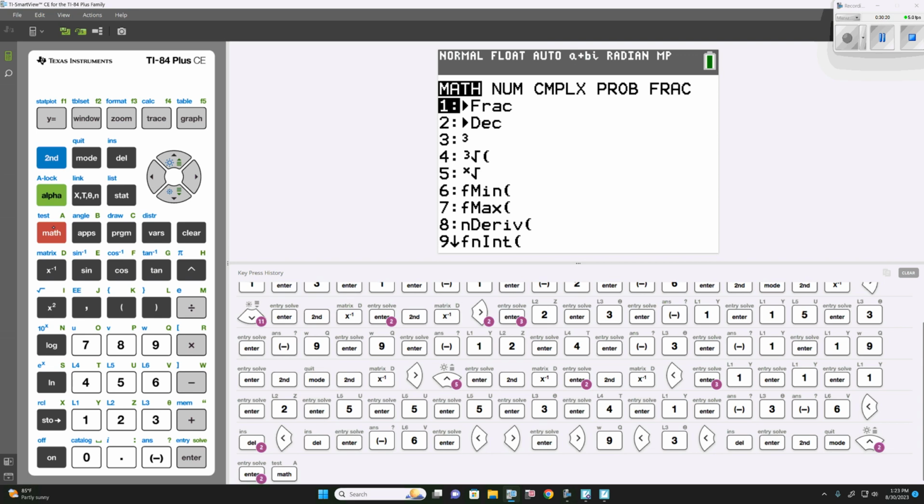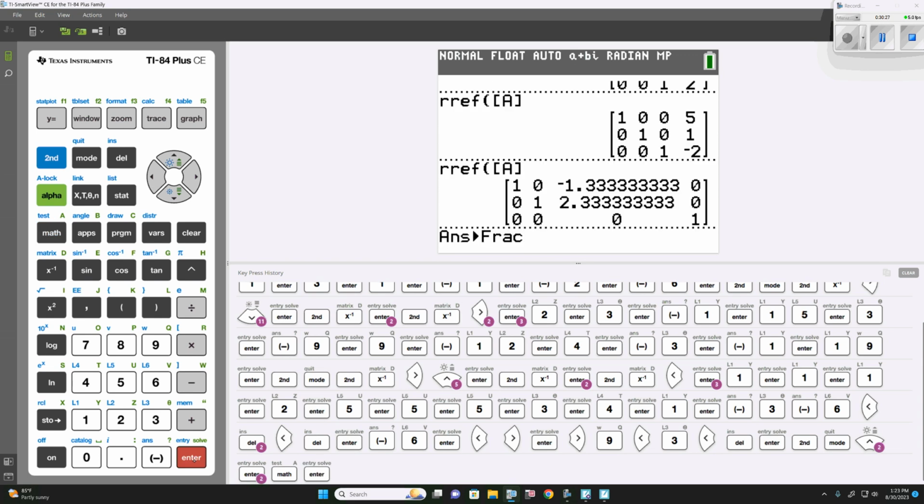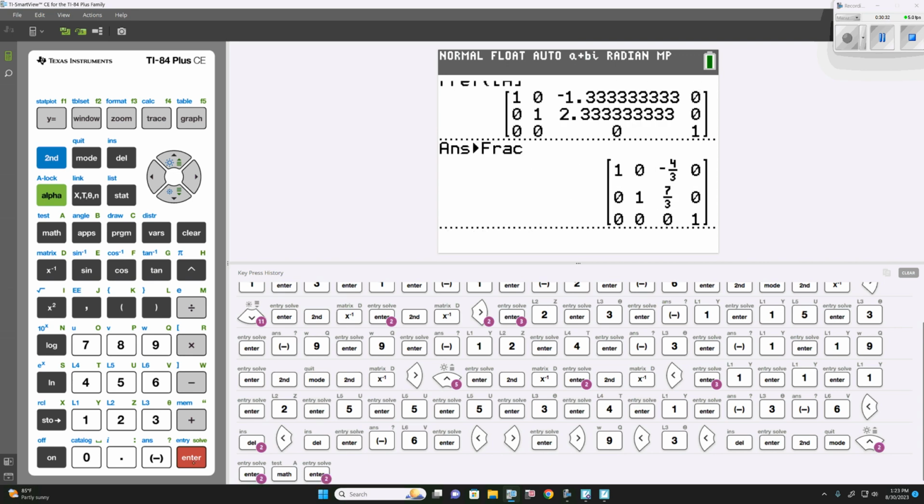Do you see what the first option that it gives us immediately is? Arrow fraction. So if you hit enter, it says answer, so it's going to take the previous answer we got. Hit enter again, and turn them all into fractions.